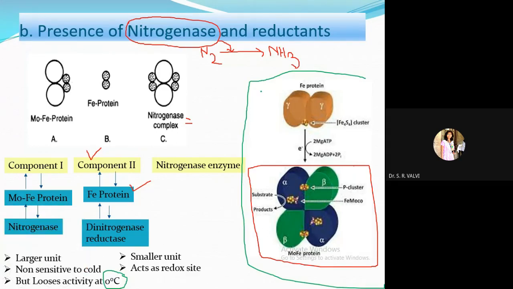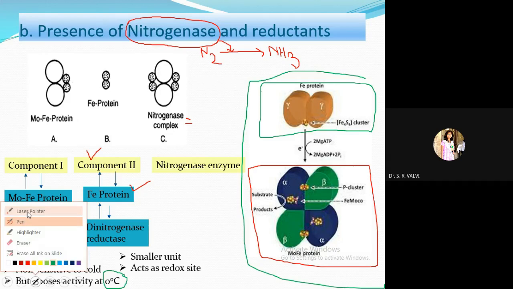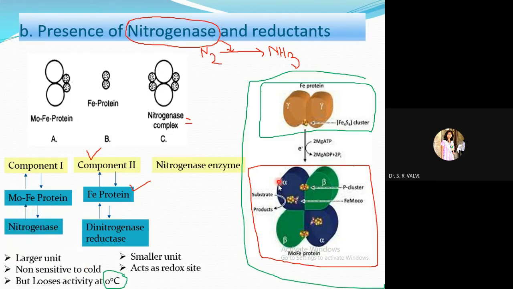So this is a smaller subunit of this nitrogenase. This is the larger subunit made up of 2 alpha. See here, alpha. Let me take again the pointer. So this is an alpha subunit. This is also an alpha subunit, right? So these are the 2 alpha subunits, and these are the 2 beta subunits.